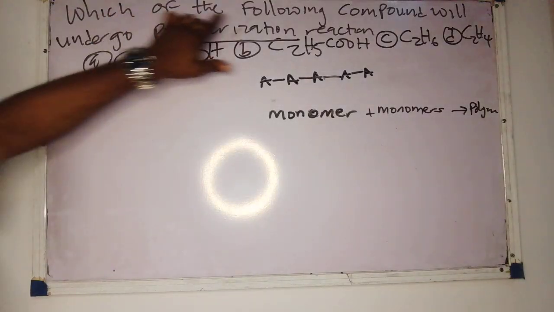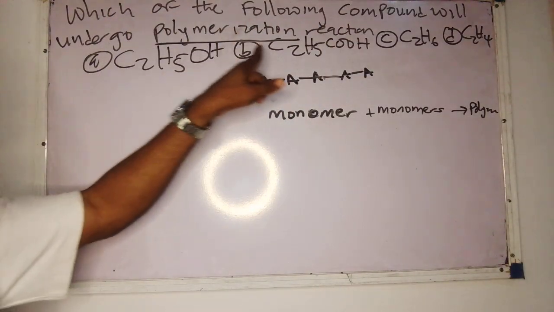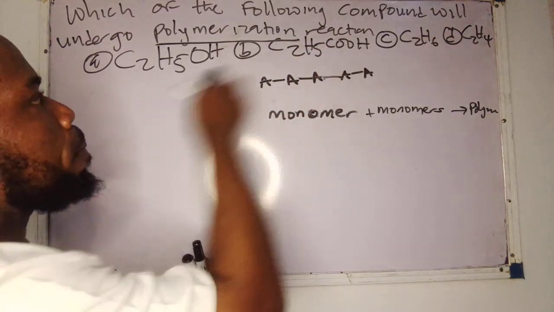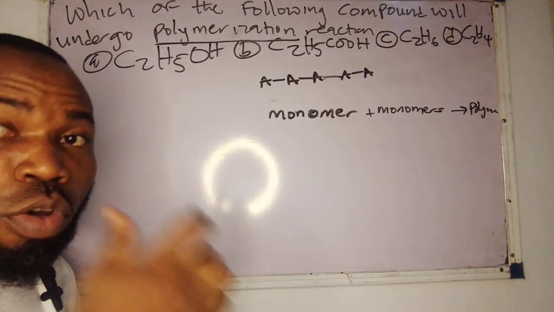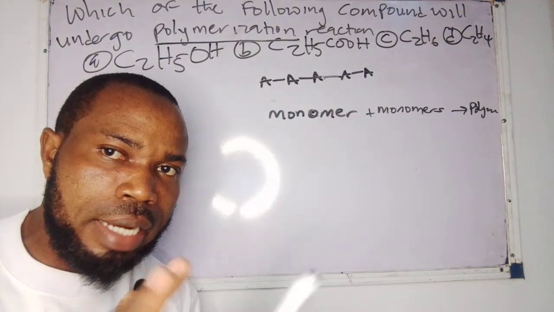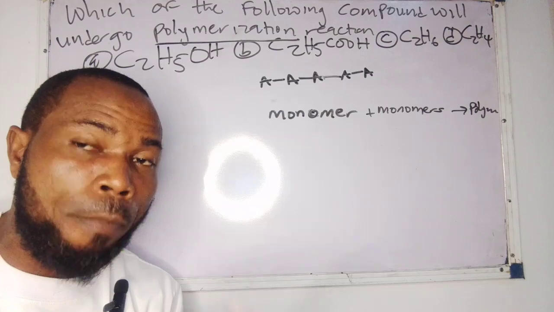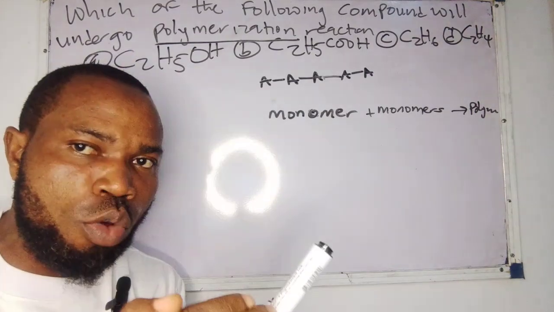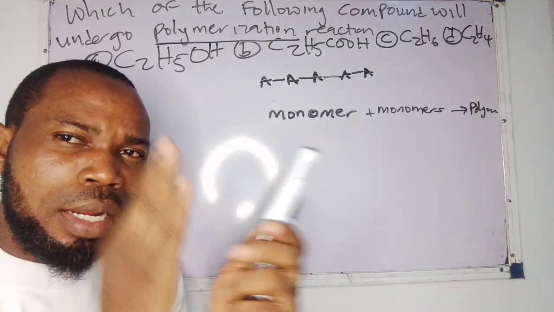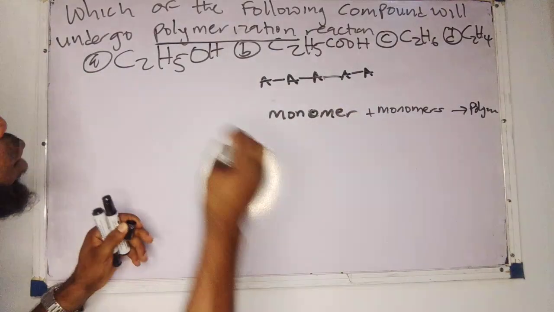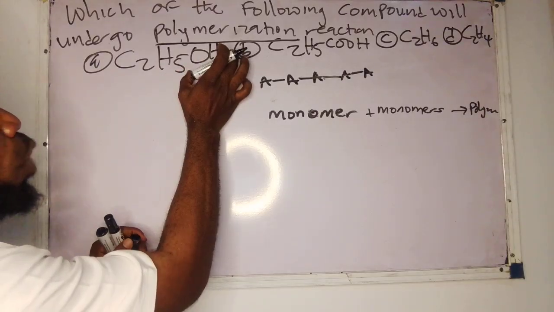Now, let's take this question again. Which of the following compounds will undergo polymerization reaction? They gave us different options. This is an alcohol, obviously, for those of us who can identify organic compounds. There's a video that I did on identification of organic compounds through their functional groups. That's why you have to subscribe and go through the videos. They are usually short, so I will not take your time. Look at those functional group videos so that you're able to identify organic compounds. Obviously, this is an alcohol because of the OH group.